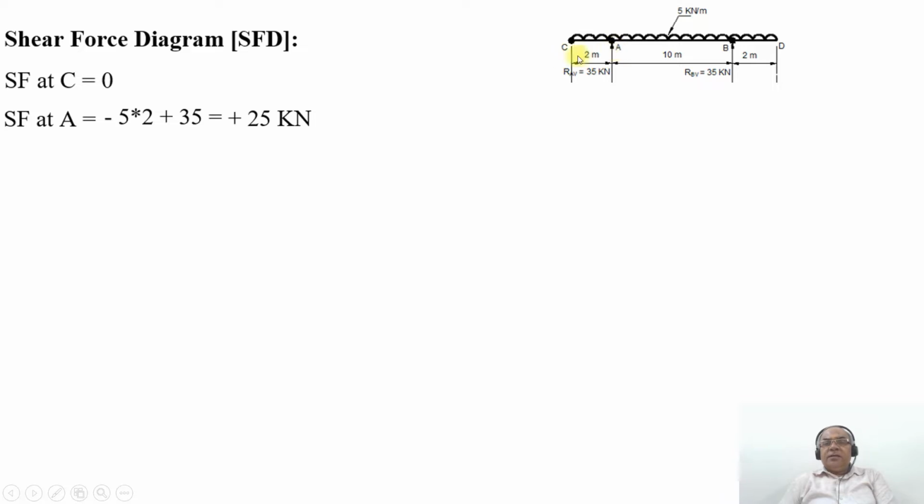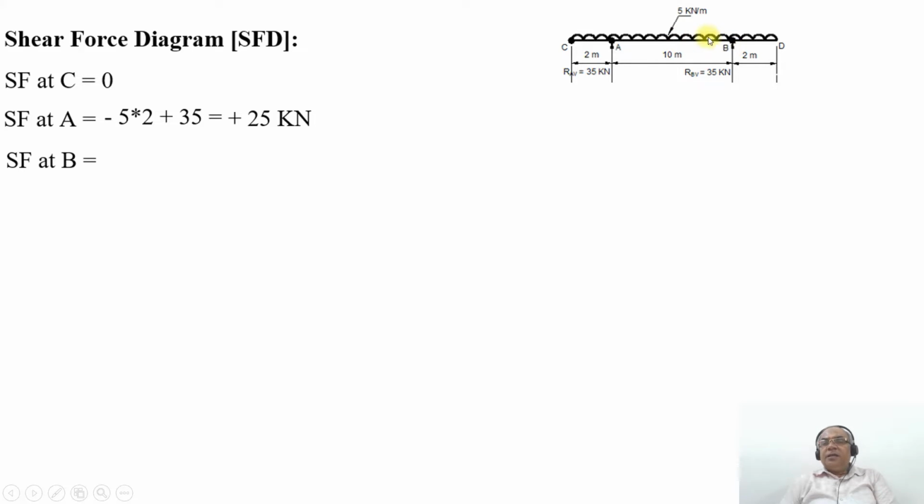So here what happens? At the point A, we have the end of the uniformly distributed load and also the point load is acting. Between C and A, without the point load, SF at A will be equal to minus 5 into 2, which is minus 10 kilonewton. Then at the point A, when we consider the point load, it becomes minus 10 plus 35, that is plus 25 kilonewton.